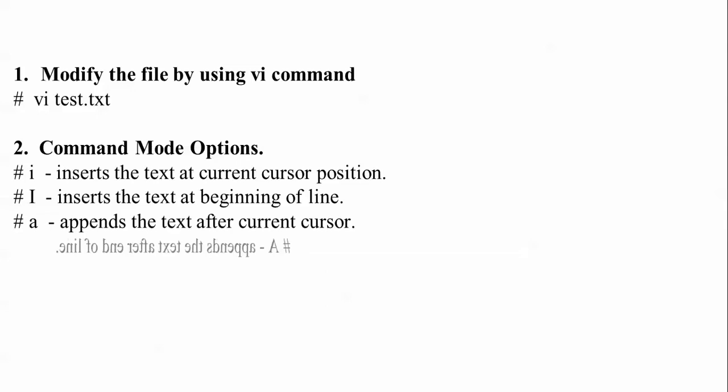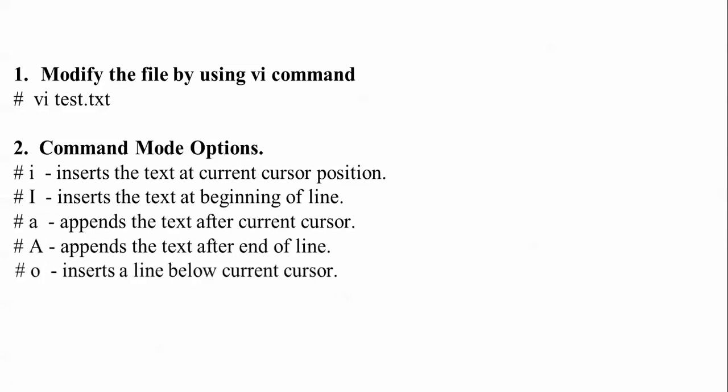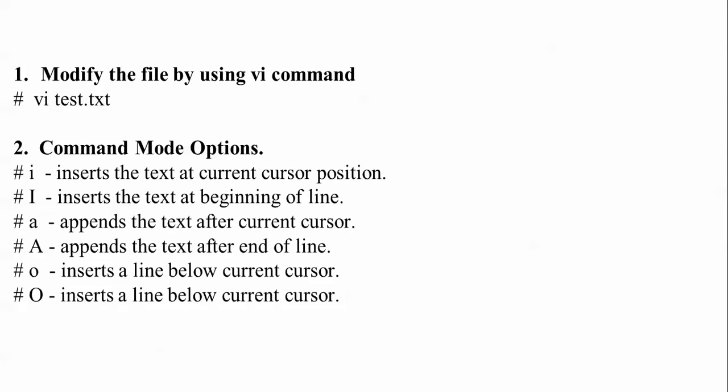Capital A goes to the end of the line. Small o inserts a line below the current position, and capital O inserts a line above. Please remember, capital O comes above the current cursor line and small o comes below it. R replaces a single character at the cursor position. Now let me show you these methods.